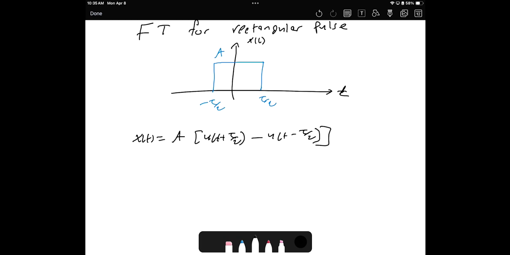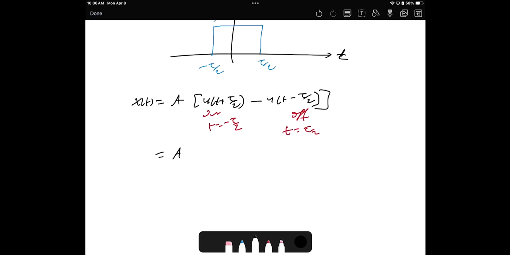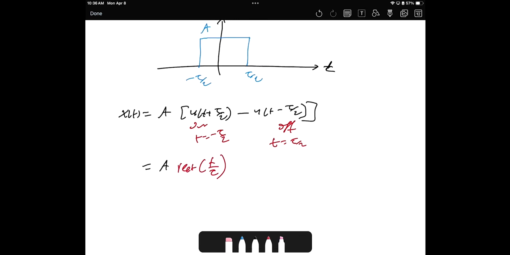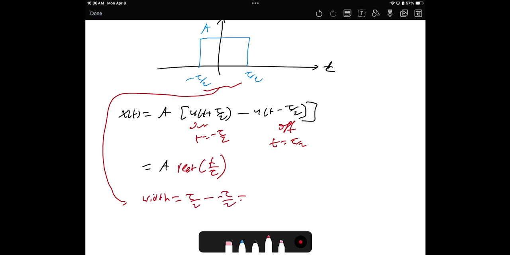Is this correct? So here is the on time, here is the off time, when t equals tau over 2. We already discussed this. Or, do you remember the rect function? It can be a rect of t over tau. Basically, we will say that the pulse width is equal to tau over 2 minus negative tau over 2. This will make it tau.